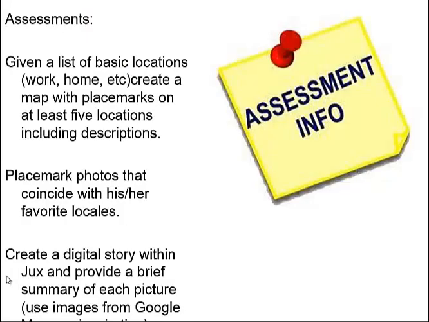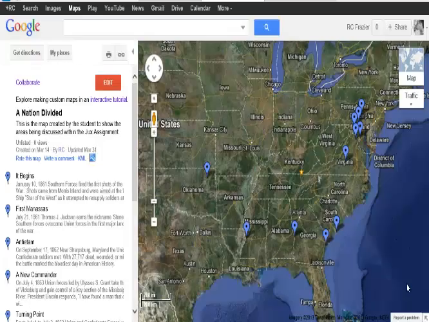Assessments for Google Maps and JUX. One, given a list of basic locations, like work, home, or various locations, create a map with place marks on at least 5 locations, including brief descriptions of each locale. Two is to place-mark photos that coincide with your favorite locations. And three, to create a digital story within JUX and provide a brief summary of each picture, using images from Google Maps as your inspiration.